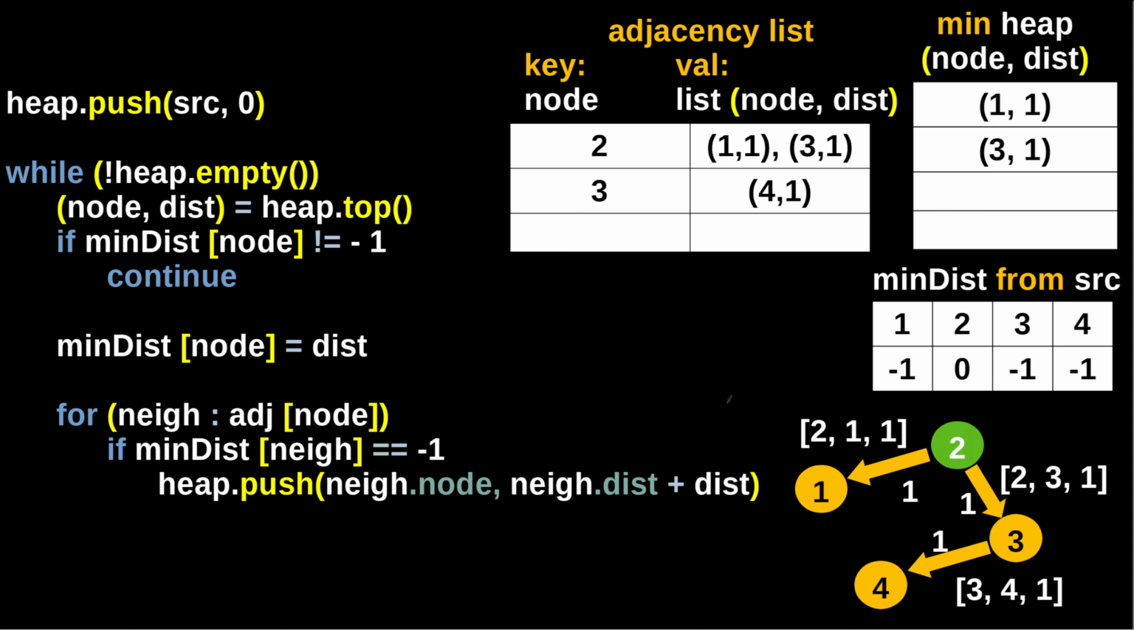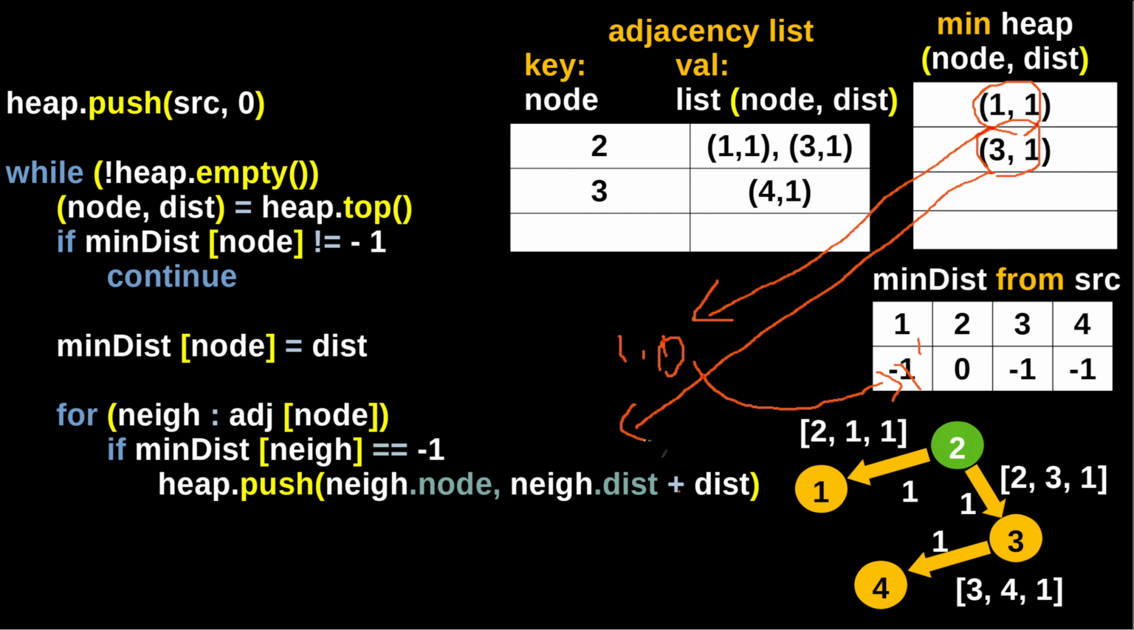Again, we take the top item off the heap, and in this case, it's 1. So for 1, we do an update in the minimum distance table for 1 as 1. 1 does not have any neighbor. So again, we're at the top of the while loop. We take the first item, and this is 3. For the node 3, we do an update on the minimum distance table as having a distance of 1 here.